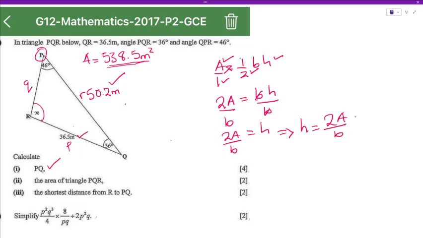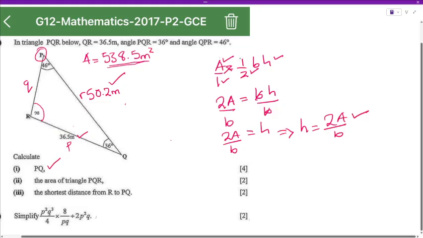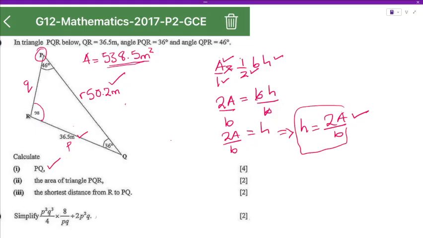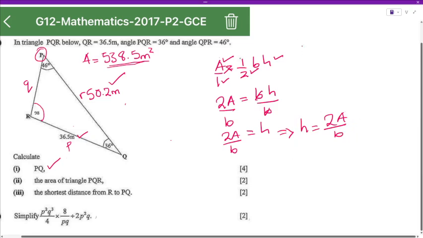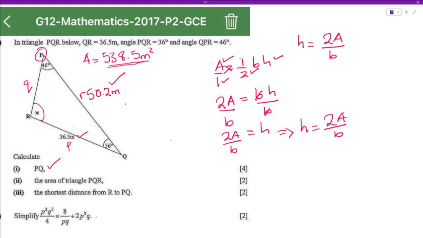So this is the formula we're going to be using to find the shortest distance for this particular topic, which is trigonometry. Whether we're using the cosine rule or the sine rule, we are going to be using this same formula. Okay, so if you can master it, that would be great. Okay, so now we're asked to find the shortest distance. So we're going to say h is equal to 2a over b.